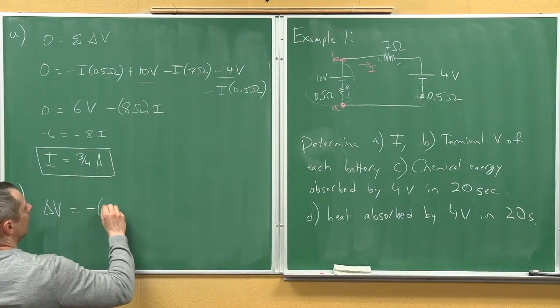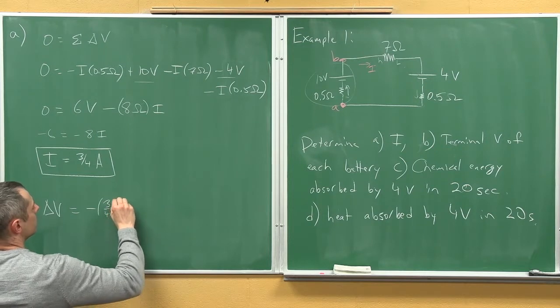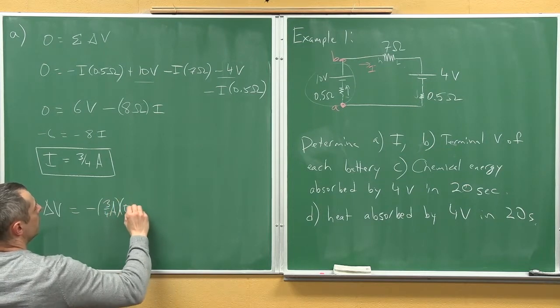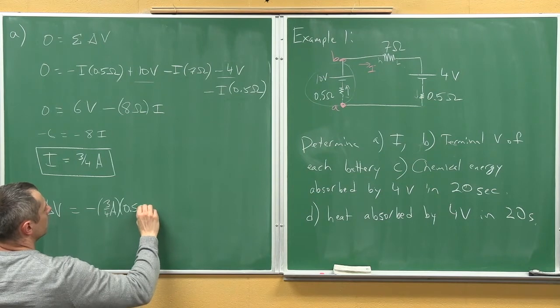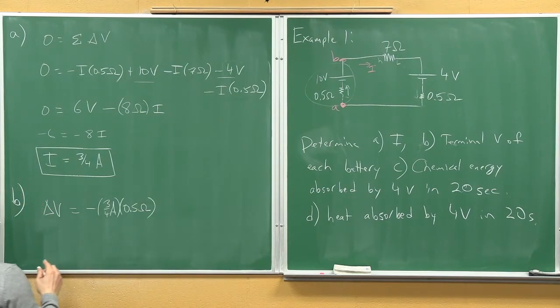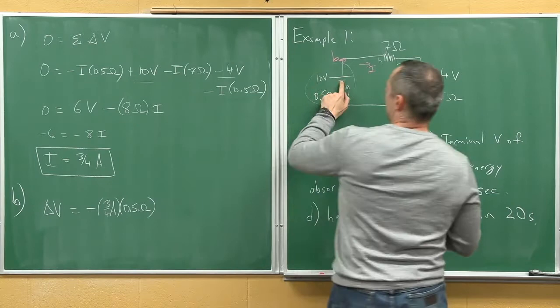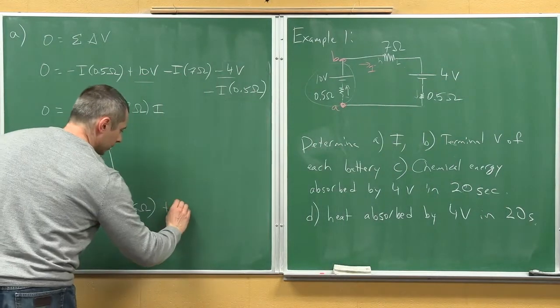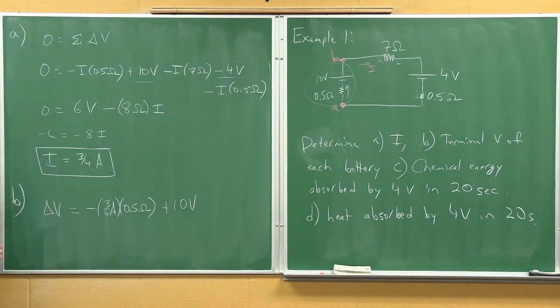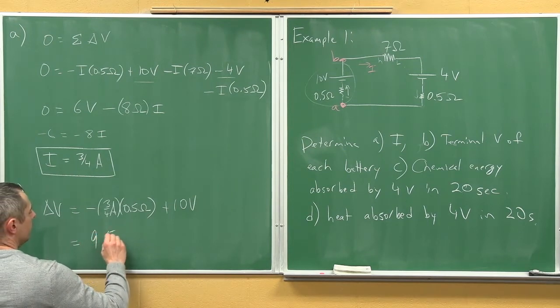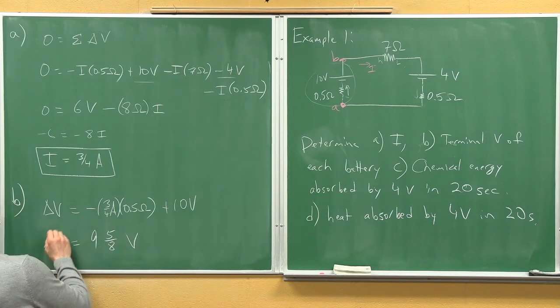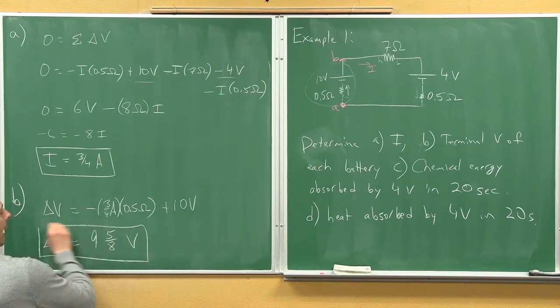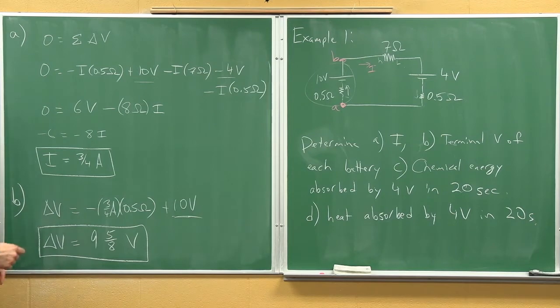Minus I of 3/4 of an amp times the 0.5 ohms. And then it goes through the chemical reactions, negative to positive, so it goes up 10 volts. Our little ant with its little voltmeter. So this is negative 3/8. We add that to that, and we get 9 5/8 volts. So slightly less than the EMF of the battery, 10, because the battery's discharging.